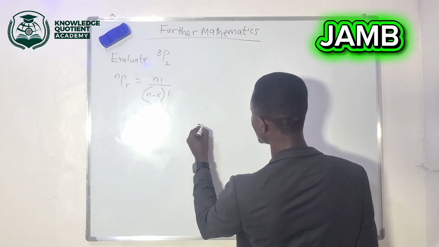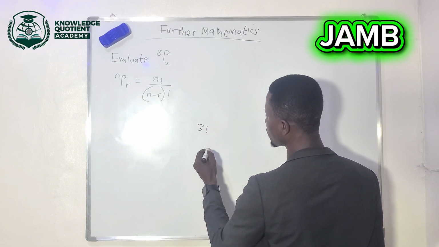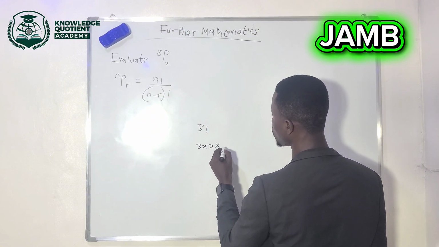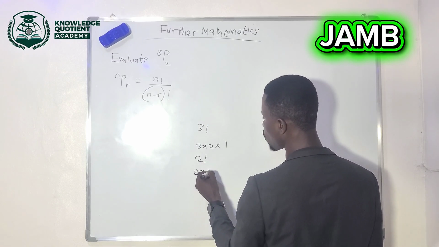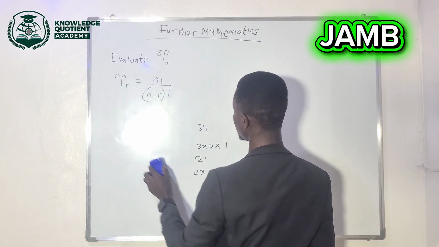For example, if you have 3 factorial, 3 factorial is the same thing as saying 3 times 2 times what? 1. This is 3 factorial. While 2 factorial is equal to what now? 2 times 1. Do you understand that? All right, so now that's factorial.